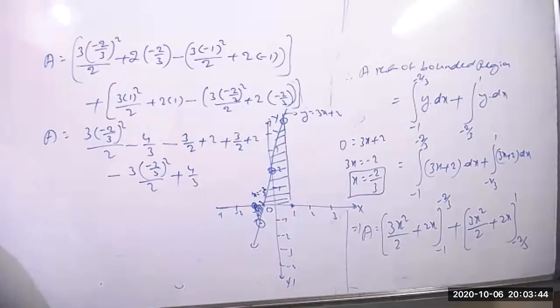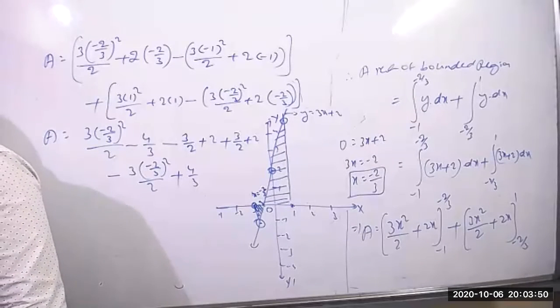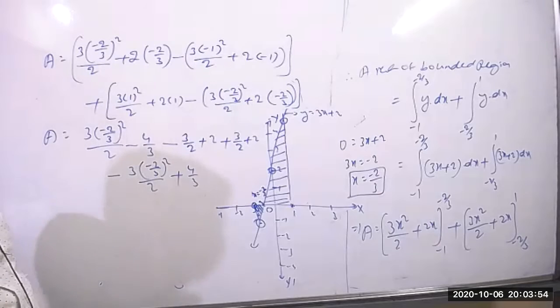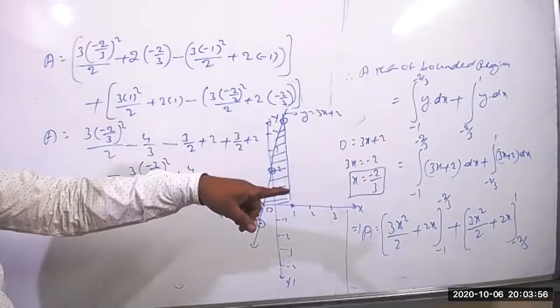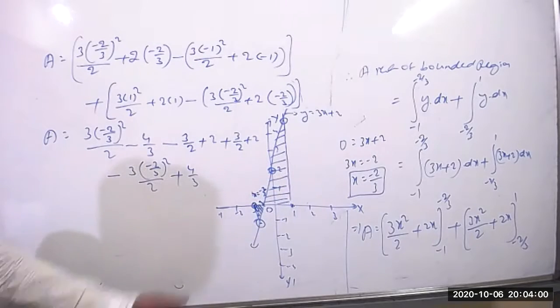Yes, correct only. No problem, no issue. So what is the answer, sir? Here we got now 4. It's correct. Separately we are doing the integration of 3x plus 2, which is 3 into x square by 2 and 2x. We did it correctly.